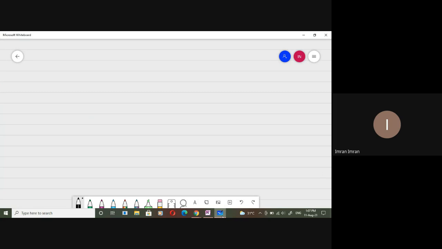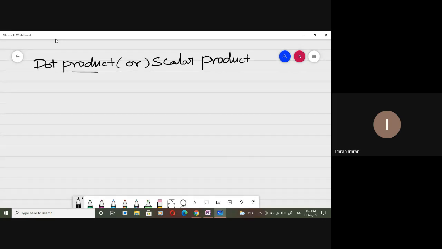Today the topic is dot product of vectors. Let us see what dot product is. Scalar product, that is dot product, and scalar product are both the same. So, okay? Dot product or scalar product, both are same. Dot product or scalar product of vectors.